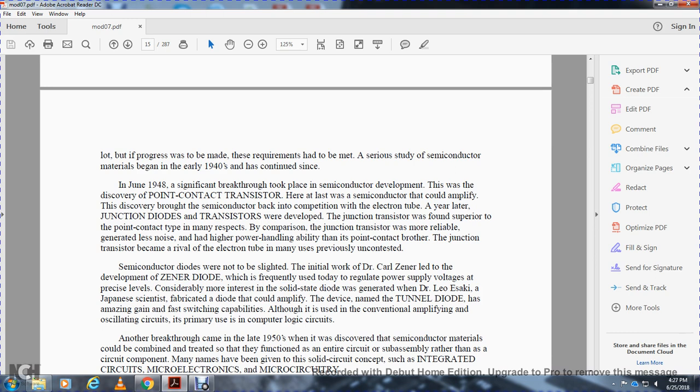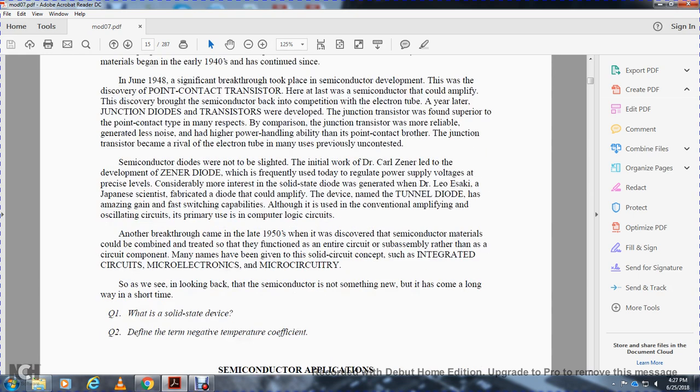In comparison with the point-contact transistor, the junction transistor was more reliable, generated less noise, and had higher power handling ability. The junction transistor became a rival of the electron tube in many uses previously uncontested. Semiconductor diodes were not to be slighted.